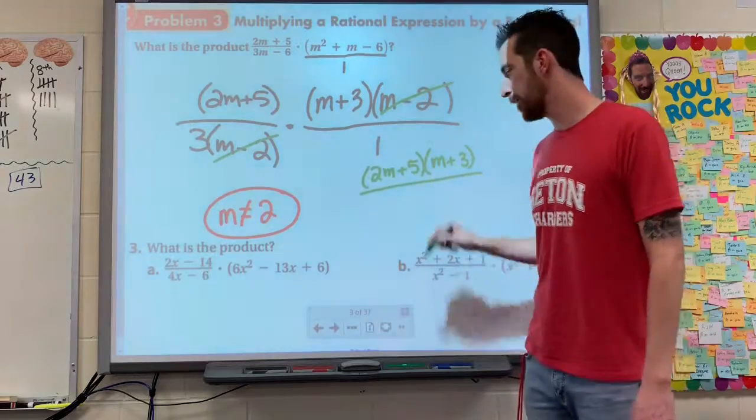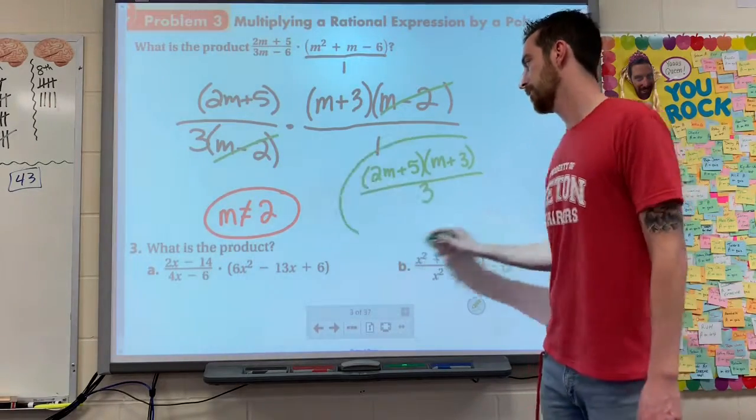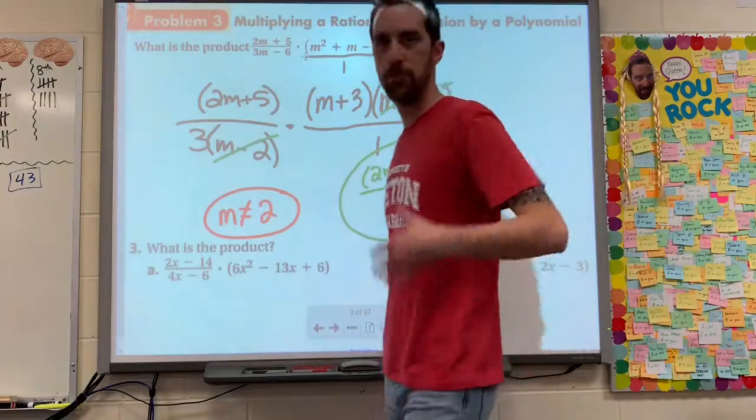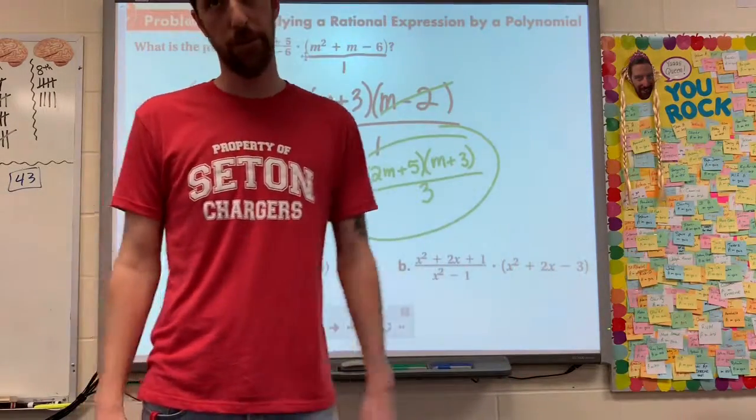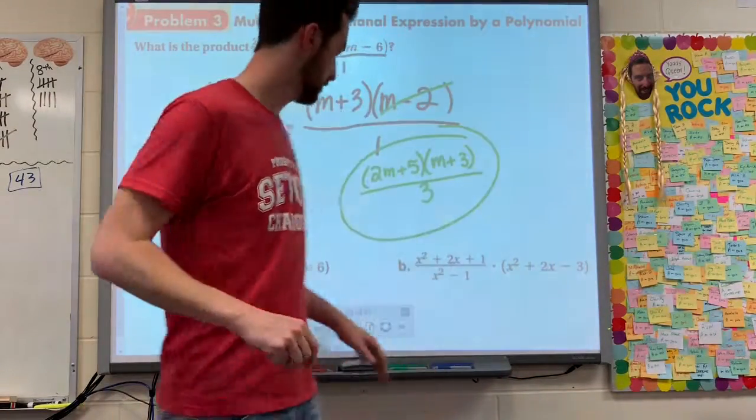Only thing in the denominator is 3. There it is. Again, check with your teacher. Maybe they want it FOILed. Let's do a division one.